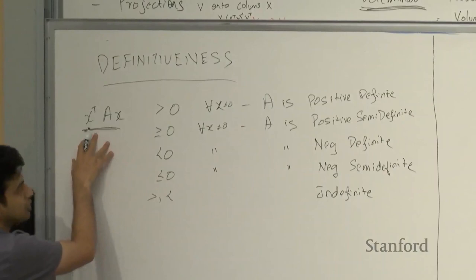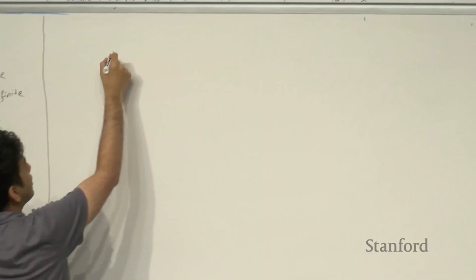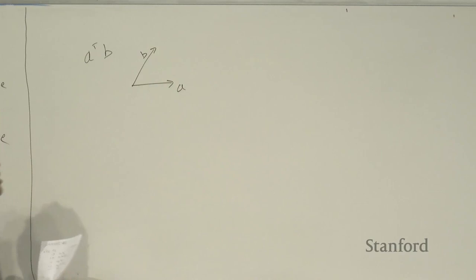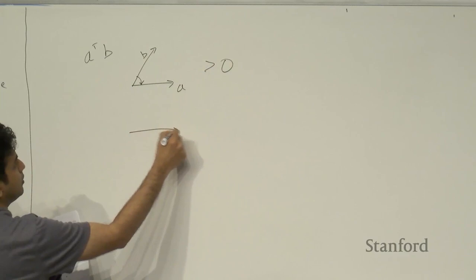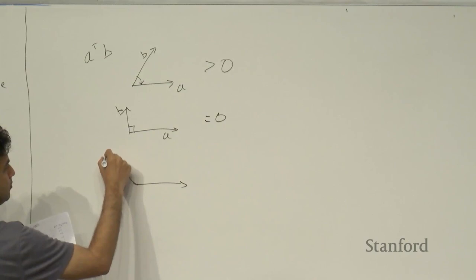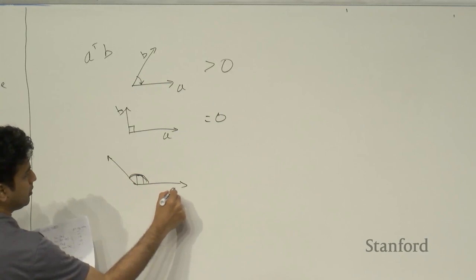Now, first recall, let's go back to the dot product, A transpose B, where A and B are any two vectors, right? Let this be A, this be B. If the angle between A and B is less than 90 degrees, then A transpose B will be positive. If they are at 90 degrees, then A transpose B is 0, and the other one is obvious. If it's more than 90 degrees, then A transpose B is less than 0.